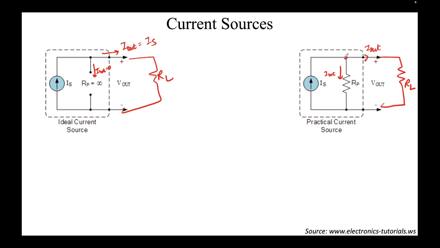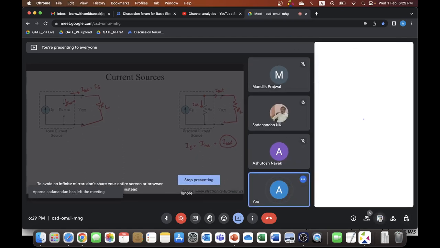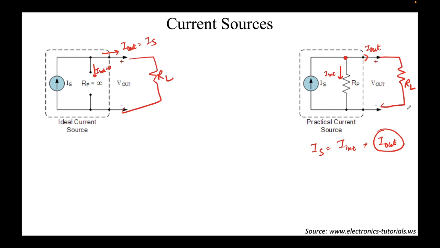If I apply KCL on this node, the incoming current, IS, is equal to the outgoing current, I internal plus I out, the current flowing through the resistor. Note that it is only this current that is of importance to us, the current being supplied to the load, because that's the whole job of a current source. Rearranging, I out will be IS minus I internal. So if some current is lost inside, this practical current source is not as efficient as the ideal current source.